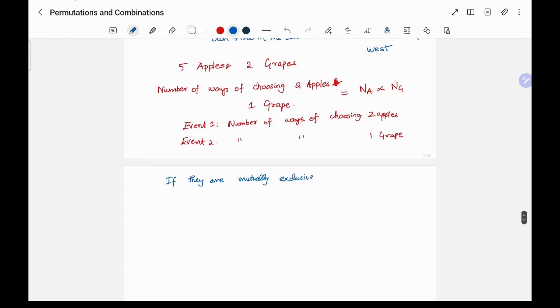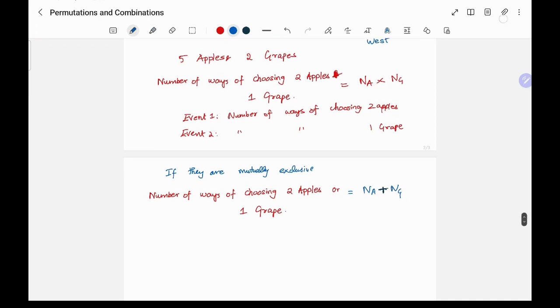let's say it's given like the number of ways of choosing 2 apples or 1 grape. So this will be given by Na plus Ng. Okay, because it is related by 'or', which means any one of them is taking place, right? So we can add the possibilities. So this you should keep in mind. This understanding you should be able to get, to solve questions which will be asked in the examination.